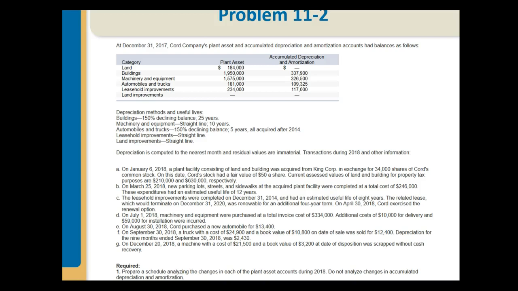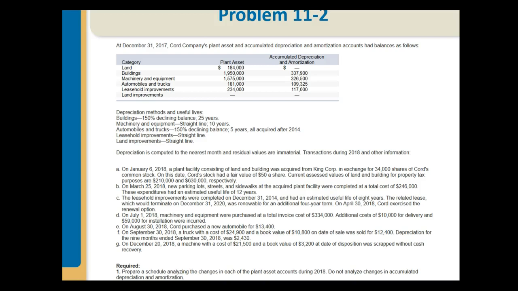B. On March 25, 2018, new parking lots, streets, and sidewalks at the acquired plant facility were completed at a cost of $246,000. These expenditures have an estimated useful life of 12 years.